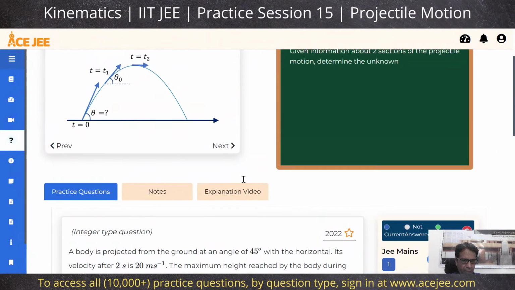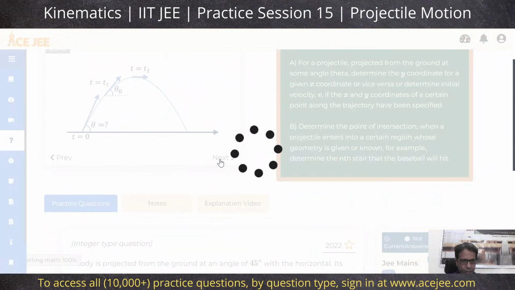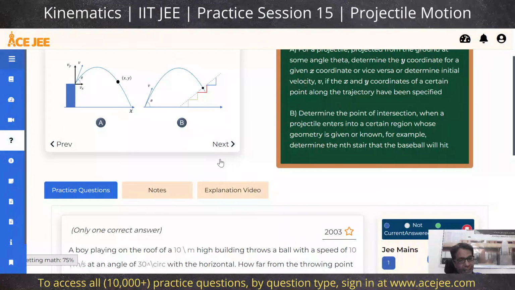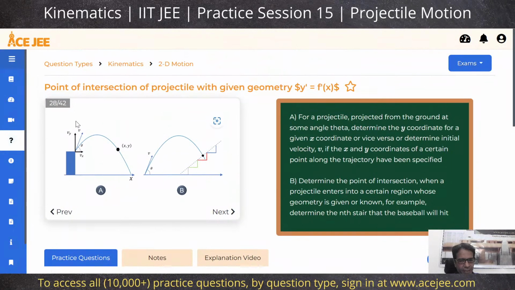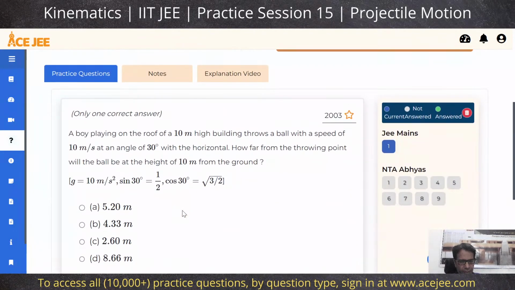So let's quickly look at the next question type as well. For this one, I would recommend that you attempt the anti-abhyas questions. Highly recommend it, because these are slightly higher-order questions. So it's important that you get confidence on how to approach these questions. Okay, now we're talking about projectile intersecting with the given geometry. So let's take an example or two.